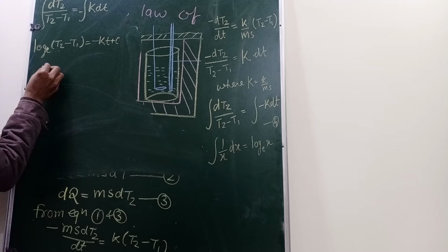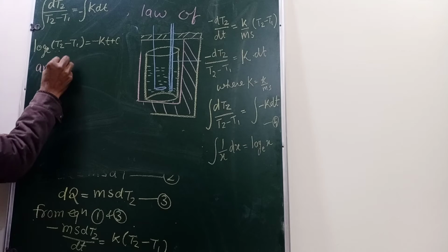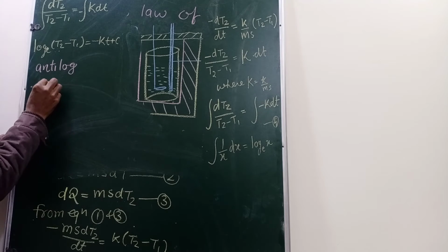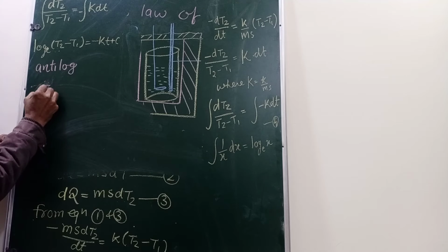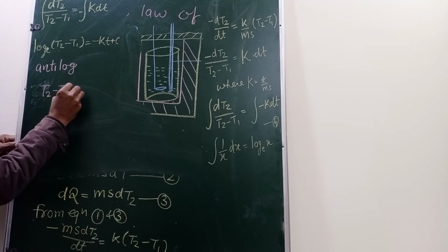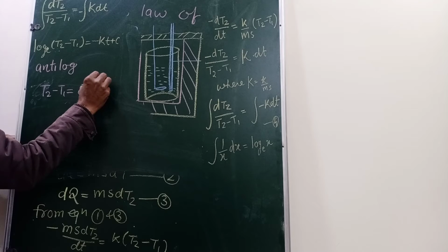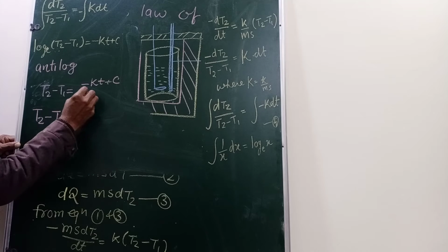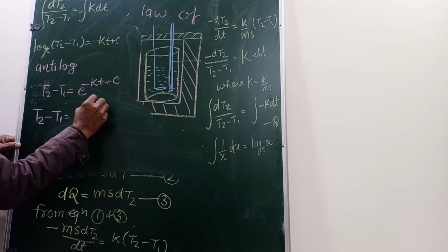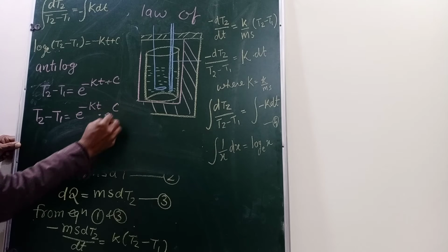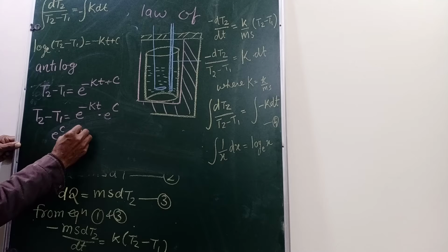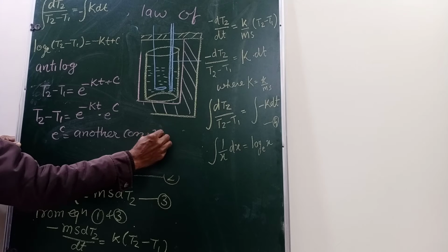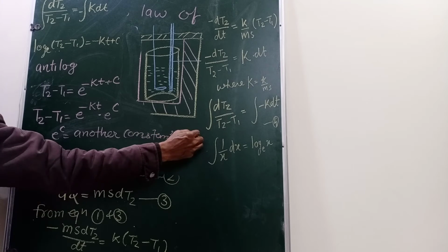Now take the anti-log. When we take the anti-log, e and log will cancel, and it will become T2 minus T1 equal to e to the power minus kt plus c. This will be T2 minus T1, and here you can write e to the power minus kt dot e to the power c. e to the power c is another constant, say c dash.